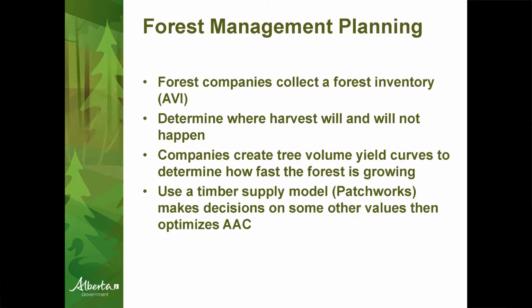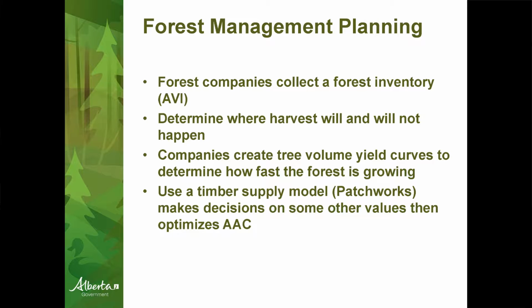So how do you do this? There are a couple of things that happen. The first is that forest companies take an inventory. It's required to start a forest management plan. You have to take a forest inventory, and we call that AVI, Alberta Vegetation Inventory. Then a company determines where they will harvest and where they won't harvest on the landscape. Companies create volume or yield curves, and yield curves are important because of what we ended up doing. So tree volume yield curves, and then they use timber supply analysis.